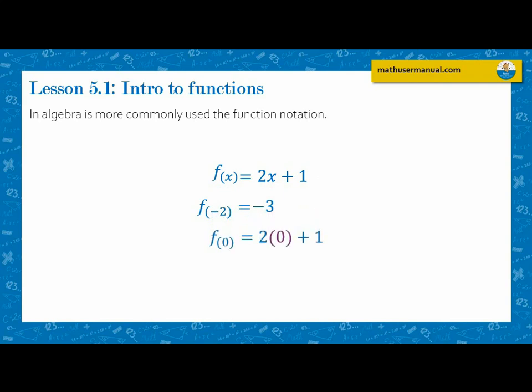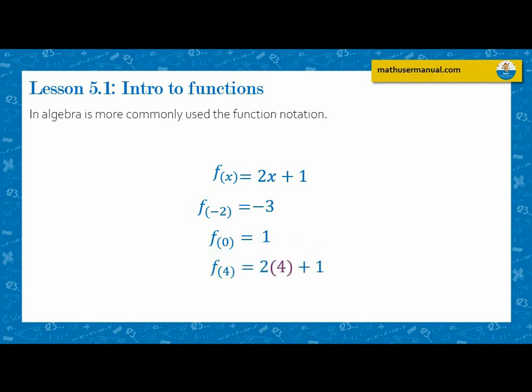This one a little bit slower. We have f of 0. The 0 is inside of the parentheses. So that means we're replacing the x for a 0. 2 times 0 plus 1, we get 1. And then let's put f of 4.